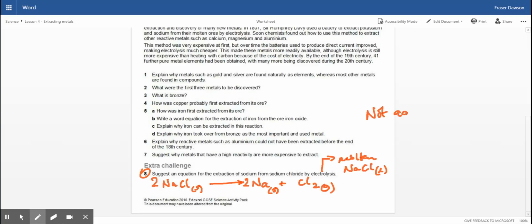So not aqueous sodium chloride. All right, why? Because with aqueous sodium chloride, you're going to get hydrogen gas coming off the cathode instead of sodium. All right, and we want sodium. All right, so if you do it with just molten sodium chloride, you've got no water molecules there, so there's no hydrogen there to come off, and so that's why. Okay, thank you very much.